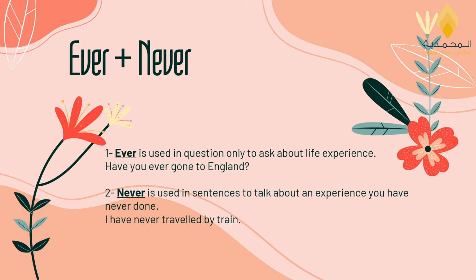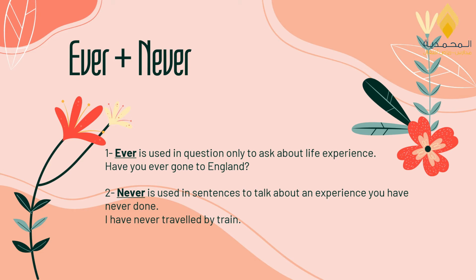First, ever is used in questions only to ask about life experience. For example, have you ever gone to England? So I am using ever with the present perfect questions only to ask about life experience. Never is used in sentences to talk about an experience you have never done, something that you haven't done in your life. For example, I have never traveled by train.